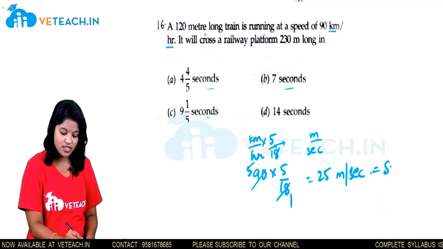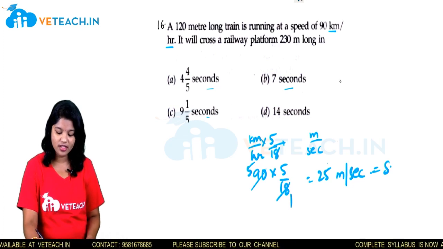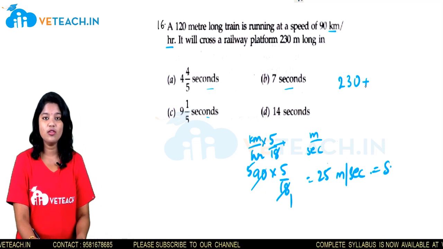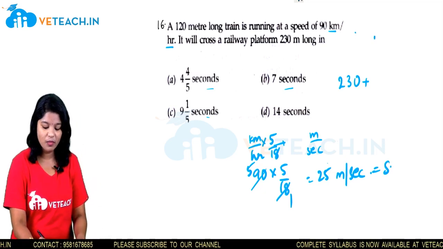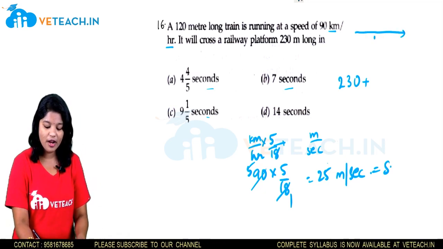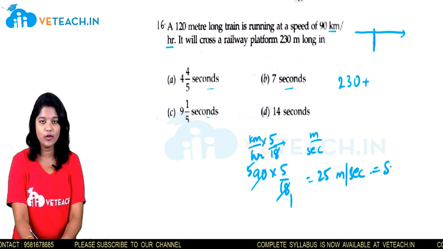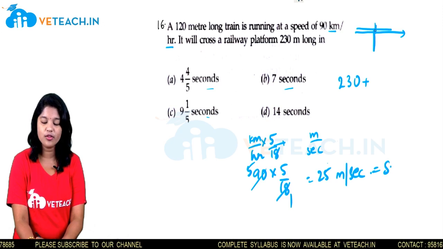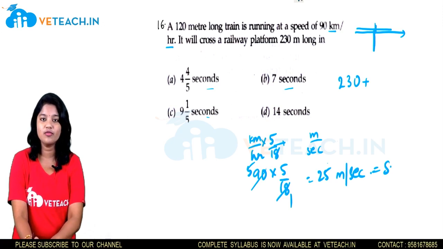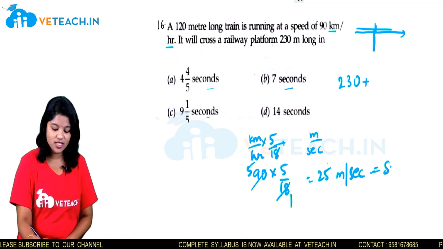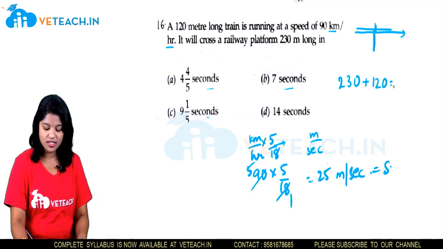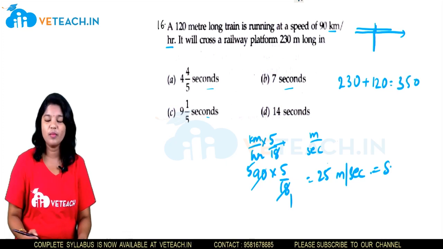Now the distance traveled by the train is nothing but the length of the platform plus the length of the train, because it should completely come out of the platform. If we take a particular point, the end of the platform, the train should travel completely, that is, the end point of the train should also travel out of the platform. So the total distance traveled is 230 plus 120 meters, that is nothing but equal to 350 meters.